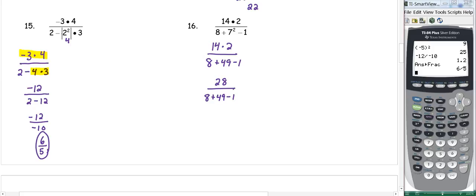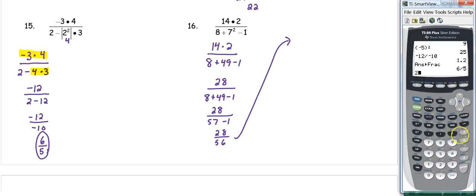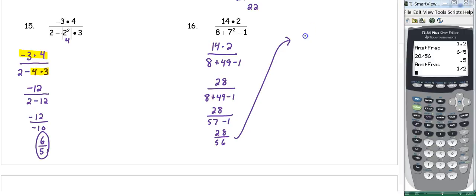And then I can add 8 plus 49 is 57 minus 1 gets us 56. Now once I get to this part of my fraction, I'm going to see if I can reduce it. So 28 divided by 56, math, enter, enter, and this reduces to 1/2.